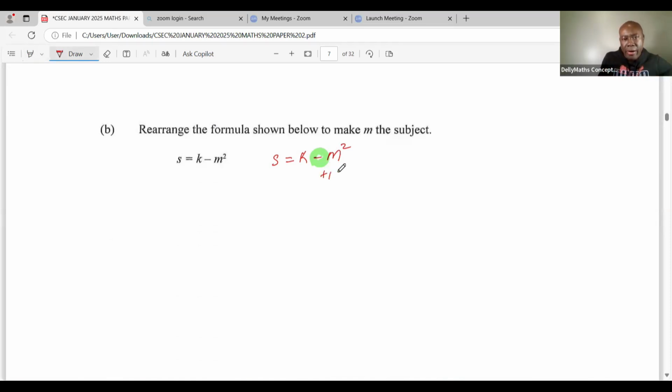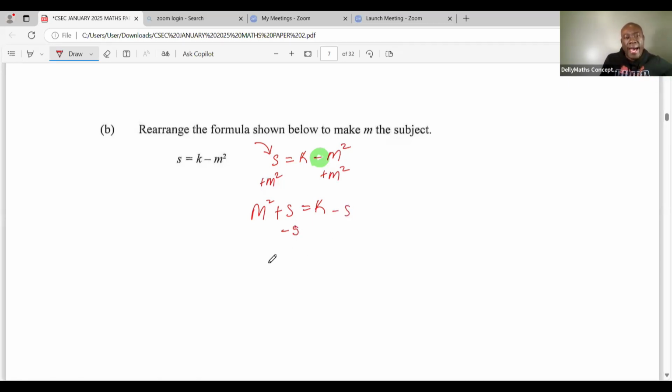This is M squared. I thought I said M before. So we're going to add M squared to both sides. So what we really have here is M squared plus S, which is equal to K. If you're wondering where we have the plus S from, this is a positive S. If you don't see a negative to the left of it, that means it was positive. And then what we're going to do now is subtract S from both sides. So we're going to minus S.